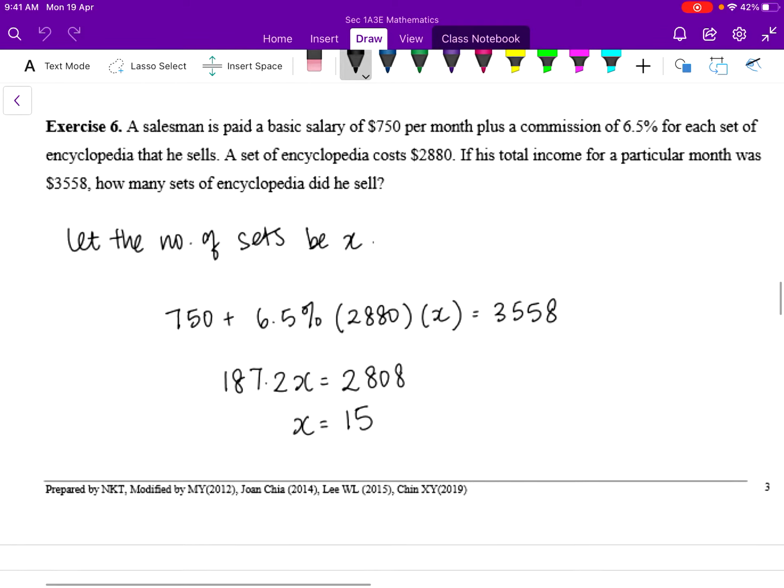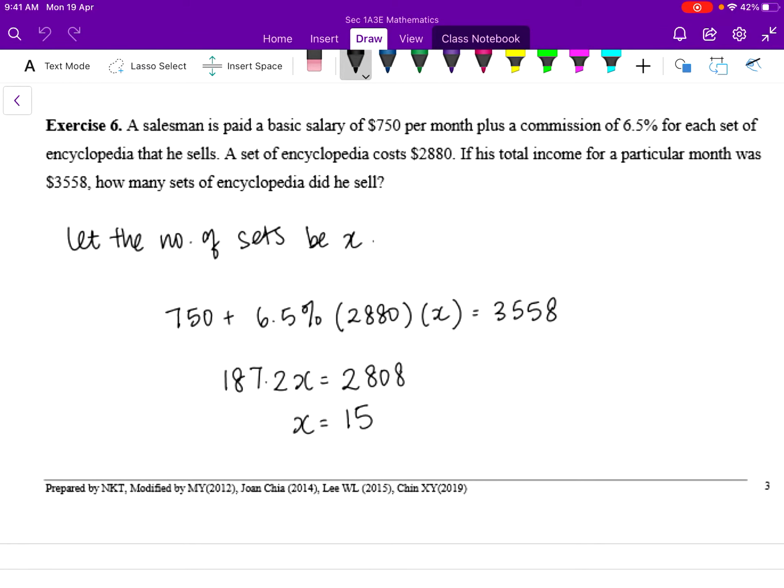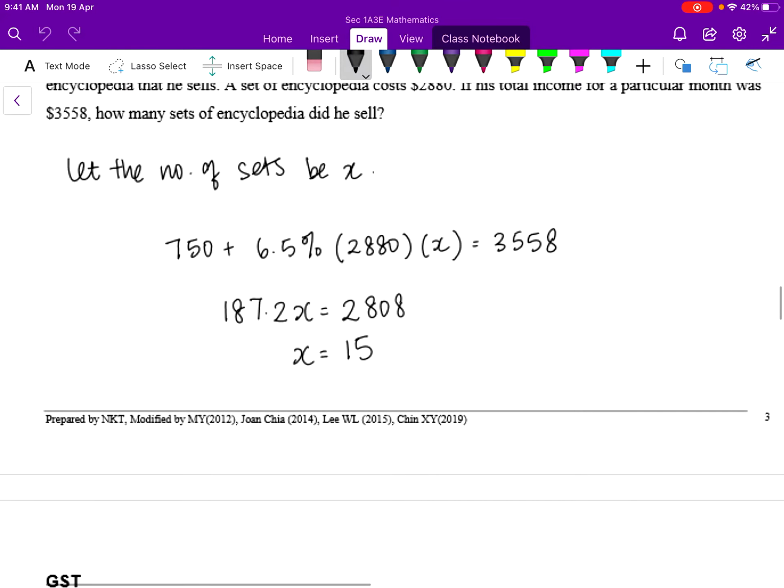So next, a salesman, basic salary $750 per month, commission 6.5% for each sale of a cycle video. So if the total income was 3,558, how many sets did you sell? You can do this with your primary school maths. Simple enough to work backwards. But like I said, I would rather you all use algebra, get used to it. Number of sets, let it be x, form one equation, find value of x.